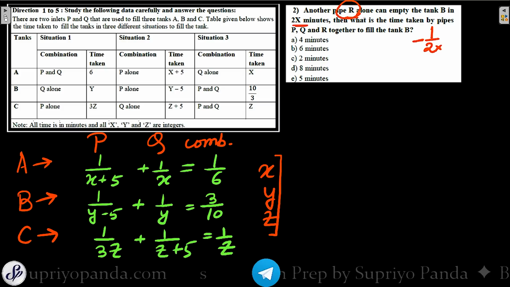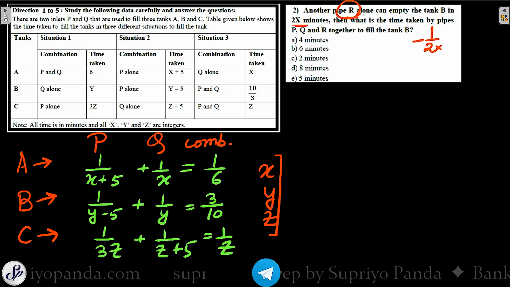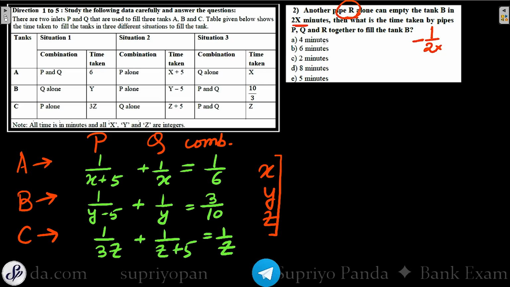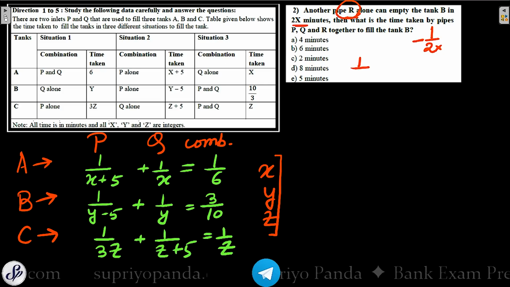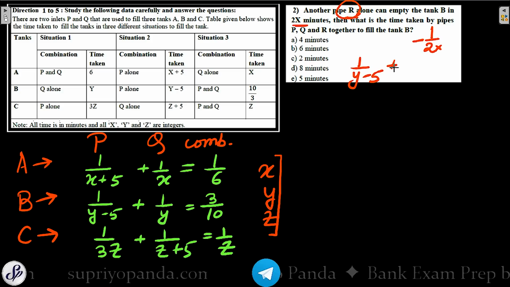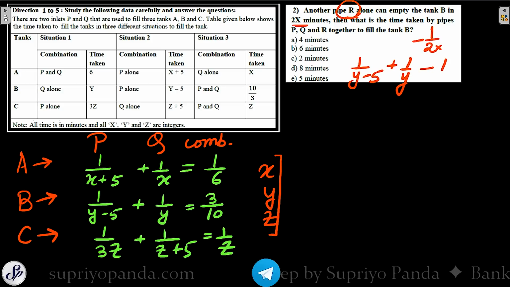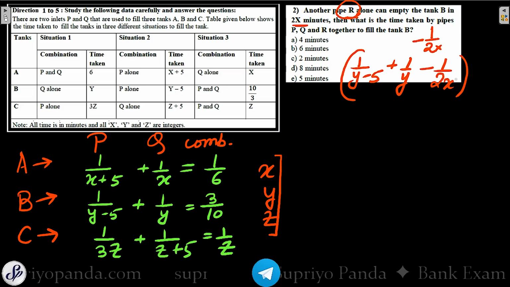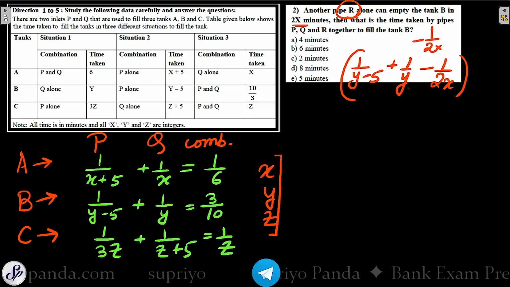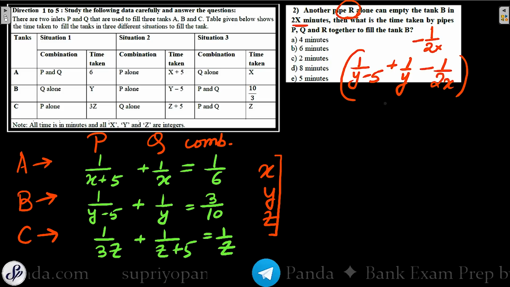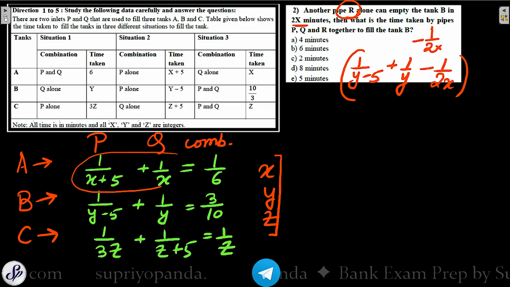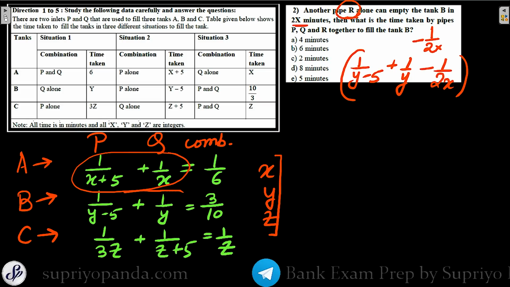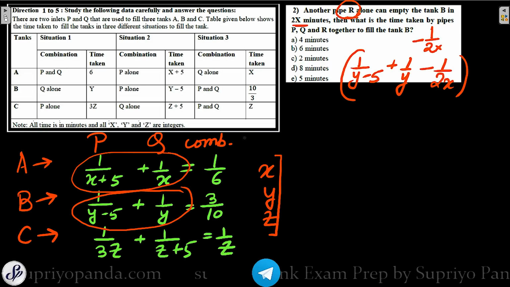So this is the work done by the pipe R, and we also have the pipes P and Q together to fill the tank B. For B we already have the equation. So it is 1 by (y minus 5) plus 1 by y minus 1 by 2x. When we solve this equation, this will give us our answer. Now we do not know y, we do not know x. We have already been given an equation for x, so we can go ahead and solve it for x. And then with the other equation, we are going to find the value of y.